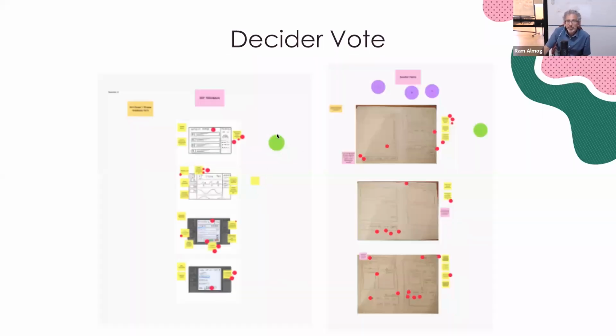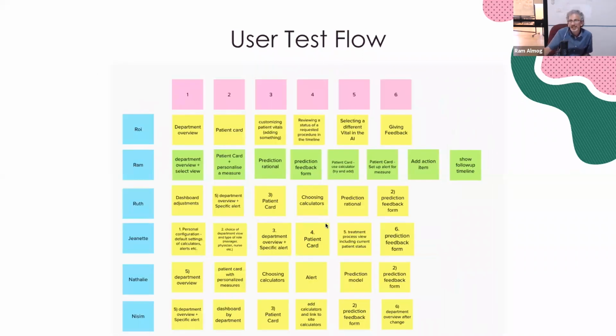Here, the decider put her vote on the winning solution. This becomes our starting point. And the next thing we ask them is to think about the user test flow. One of the most difficult parts in design at all is going from abstract, from a concept, into real screens. This exercise is a mediator exercise. We ask the team to think about 6 steps, which will probably be 6 or more screens in the user journey we're going to show the users.